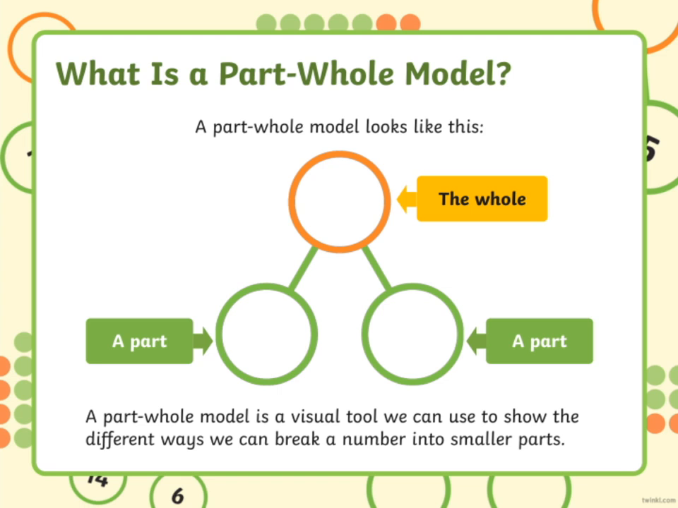It shows us the whole and how it can be divided into parts, or how parts come together to make the whole. Think of it as a simple diagram that looks like this. The whole is at the top or on one side, and the parts are connected to it below or within it. This visual makes it easier to understand the different ways we can break a number into smaller, manageable parts. So, a part-whole model is really helpful for understanding how numbers work together, especially when we're learning to add, subtract, or understand number relationships overall.